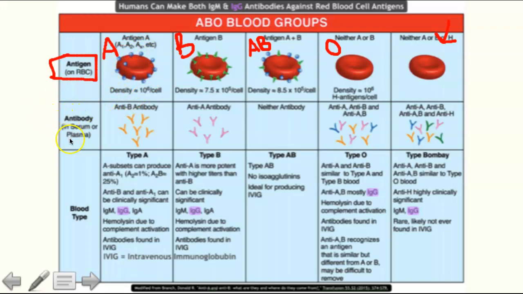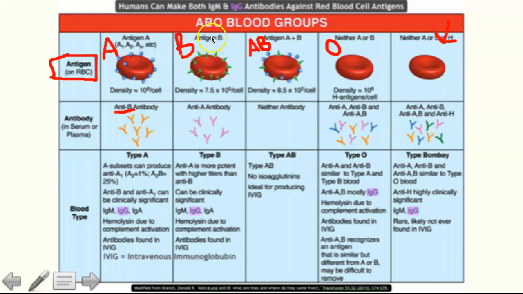then the plasma, which I showed you, it was the yellow looking stuff on the top after the centrifuge. If you're type A blood, then the plasma in your bloodstream carries anti-B antibodies. And you'll notice the anti-B antibodies have this Y shape here that fits right on the B antigen. Okay, and that becomes important in a little bit.